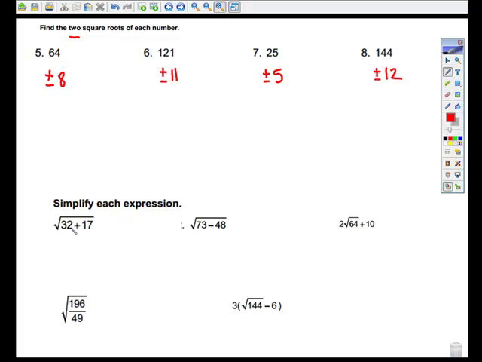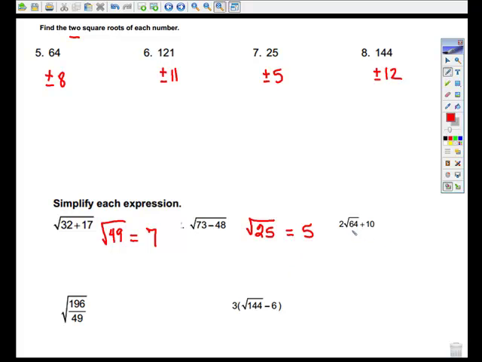Okay, simplifying each expression. The first thing we're going to do is the addition that's underneath this radical sign. So 32 plus 17 is 49, and the square root of 49 is 7. They're not asking for 2 square roots. They're just asking us to simplify this. So we're just going to make it 7. Square root of 73 minus 48 is going to be the square root of 25. And we know that that answer is 5.